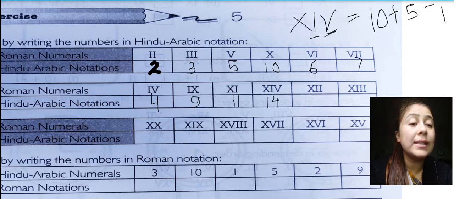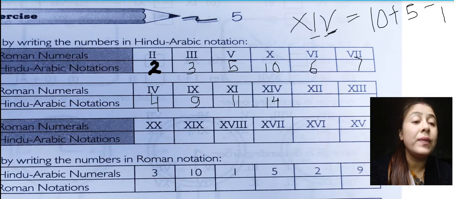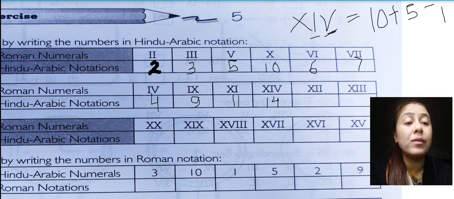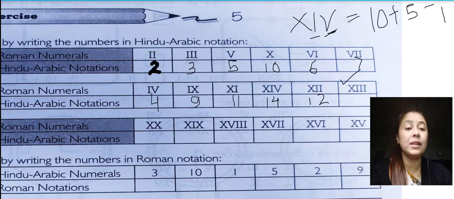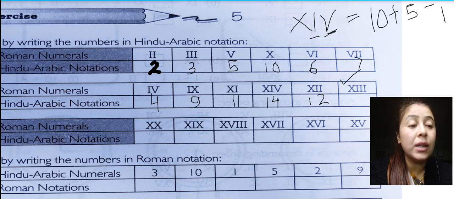Next, XII. X means 10, and it is placed before II. Yes, so we will add it: 10 plus 2 equals 12. Now this last number, you will do it by yourself. Okay, and let us do another one.